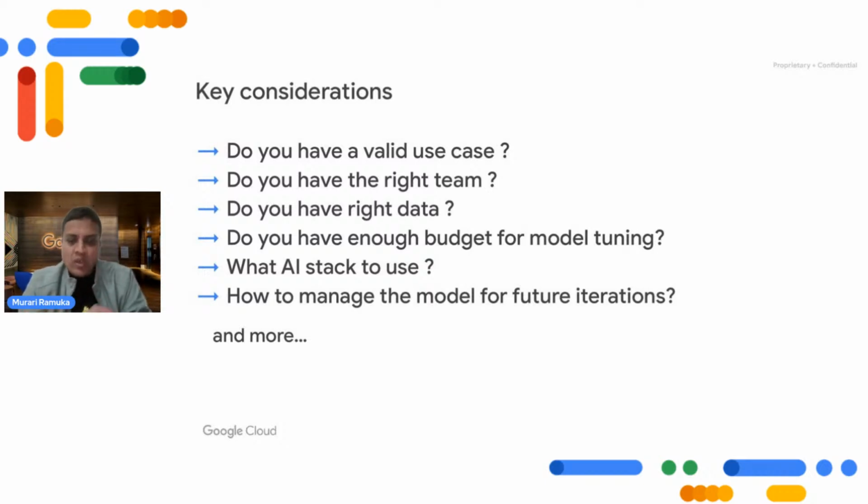The second very important key consideration while doing the fine tuning is whether you have the right team and the right data, because as I said, input data also plays a very important role when it comes to the fine tuning part. Do you have enough budget for the model tuning? I think there were a few questions around the cost side of it, which we will definitely take up. But again, there will be some additional cost parameters which come into the picture when you're talking about fine tuning of the model. What AI stack to use? Do you want to do iterations, and how will you manage the model? All these questions or considerations are very important when you talk about the fine tuning part of it. Let me quickly go to the next slide.